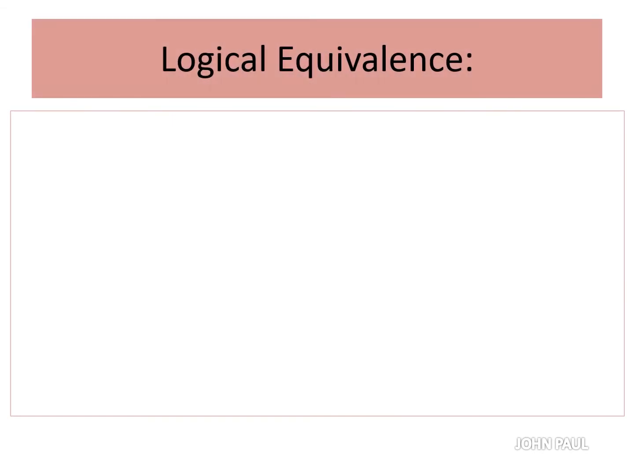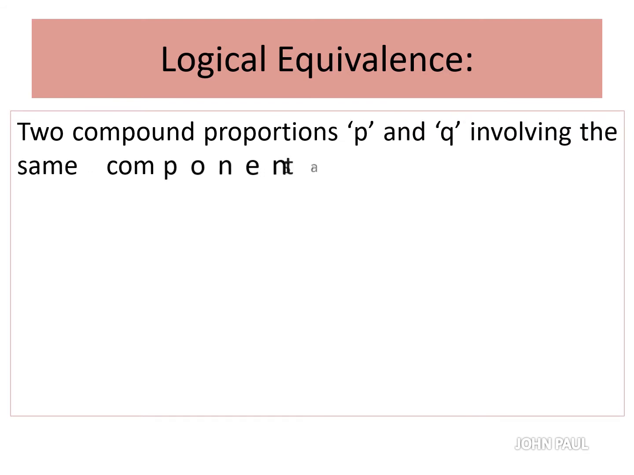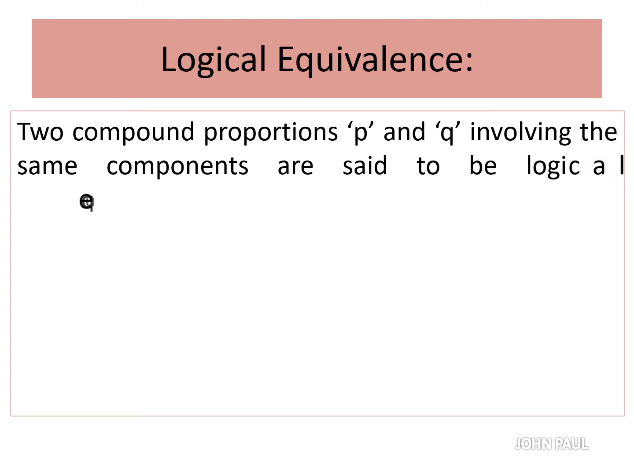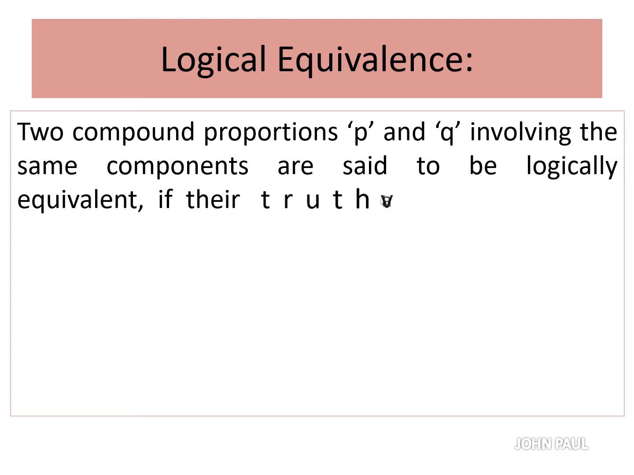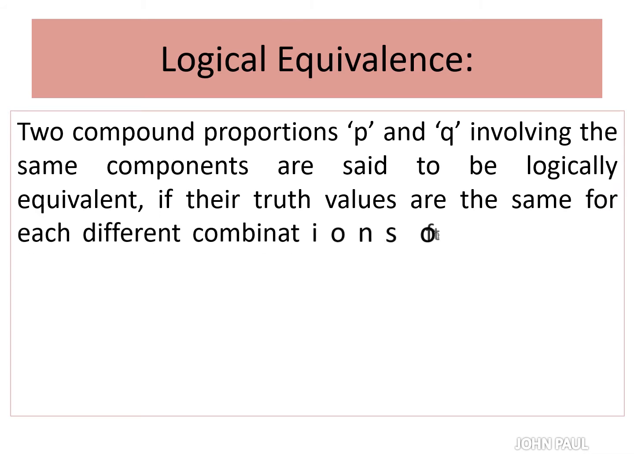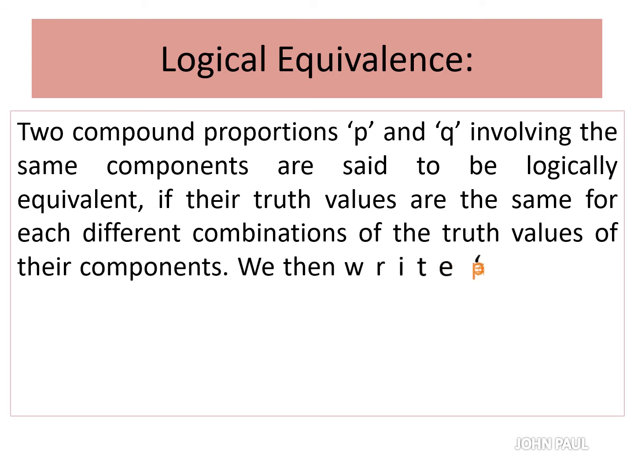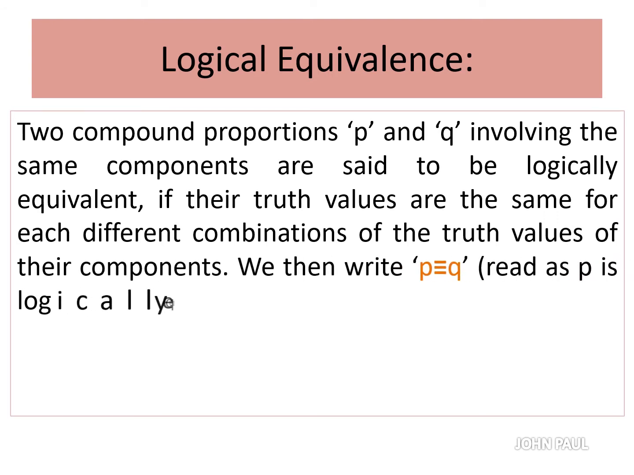Logical equivalence. Two compound propositions P and Q involving the same components are said to be logically equivalent if their truth values are the same for each different combination of the truth values of their components. We then write P is logically equivalent to Q. That is, in the truth table, if P and Q have the same truth values, then we say they are logically equivalent.